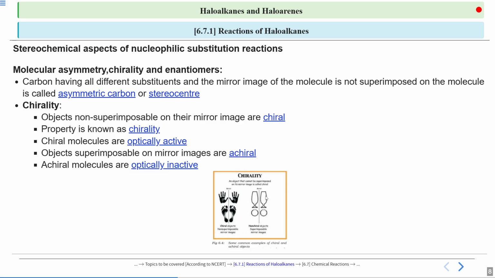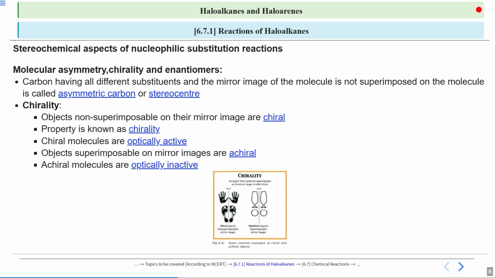Meanwhile, if you take this glass object and you draw the image of this glass by putting a mirror in between, and then you take this image of the glass and put it on the initial glass object, it will be properly superimposable, right? So they are achiral, because the object can be superimposed on its mirror image.